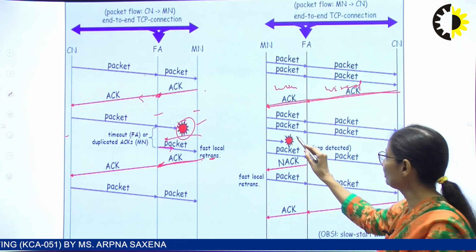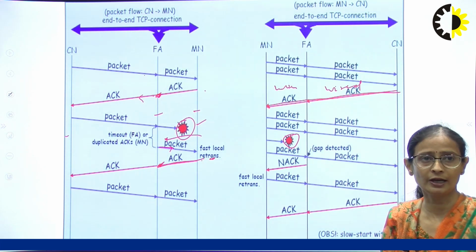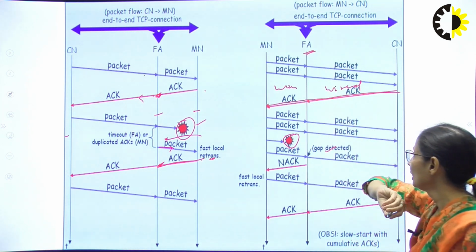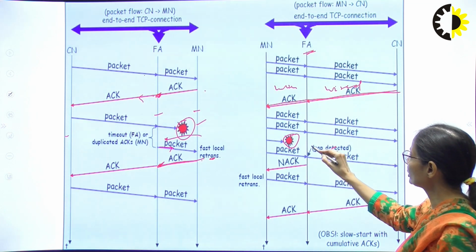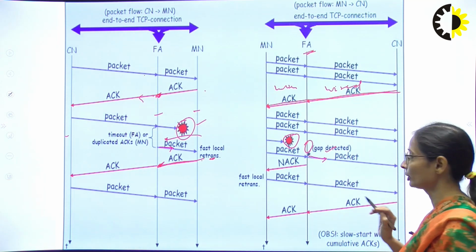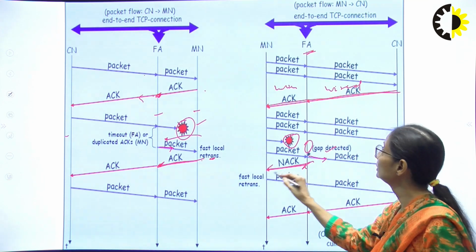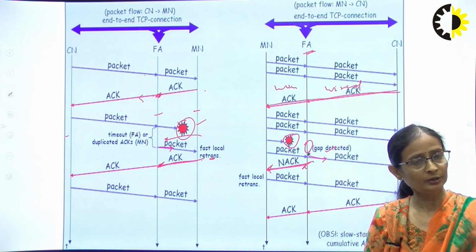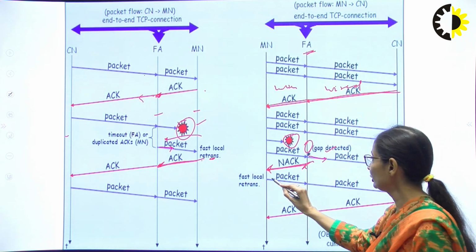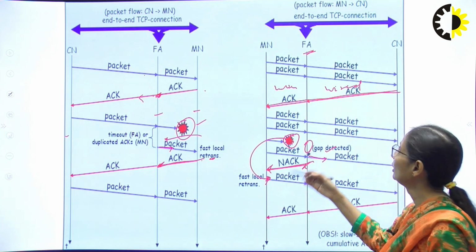Now, what happens if the packet is lost in the wireless transmission? This gap is detected by the FA. It is buffering the data, so it will send that particular packet to the correspondent node, and also it will send a NACK packet to the MN. Now MN comes to know that the particular packet has not been received by the CN, and it will resend the packet. That particular packet which has been lost is resent by the MN.